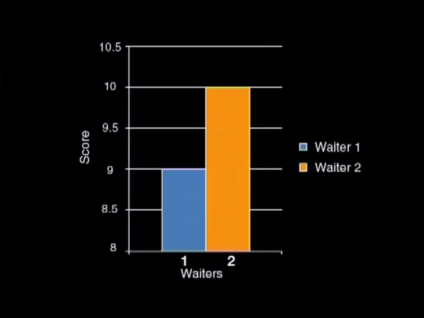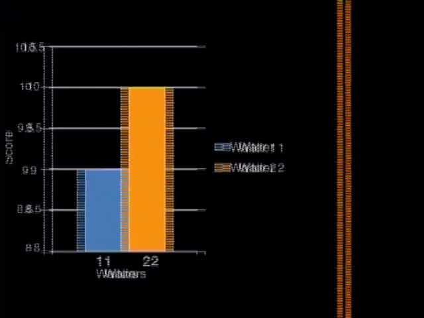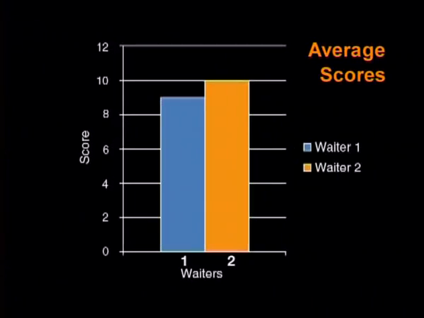Justice, let me show you another way graphs can be manipulated. This graph shows the average scores of the two waiters. The graph's y-axis has been contracted in a way that makes one waiter's mean score look twice as large as the other waiter's. If you look at this graph now, with the y-axis correctly drawn, you can see that the mean scores of the two waiters are very similar.